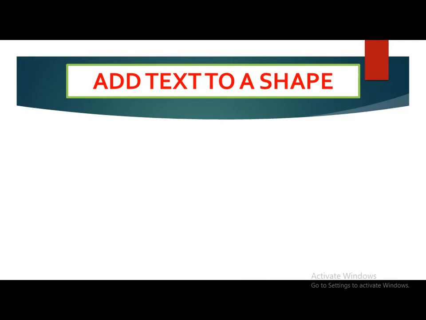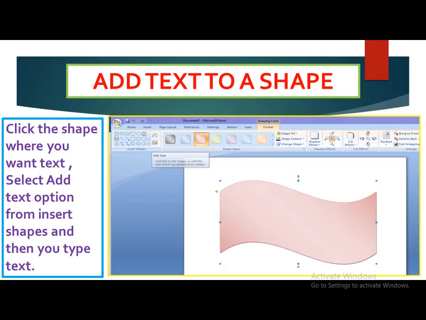Now let us know, children, about how to add text to a shape. Click the shape where you want text. Select Add Text option from Insert Shapes and then you type text. Look at this picture, children. This is the shape. Click the shape where you want text. After that, select Add Text option from Insert Shapes.